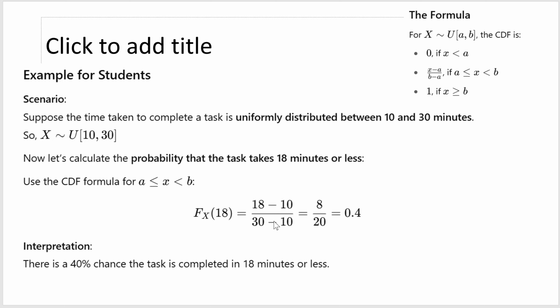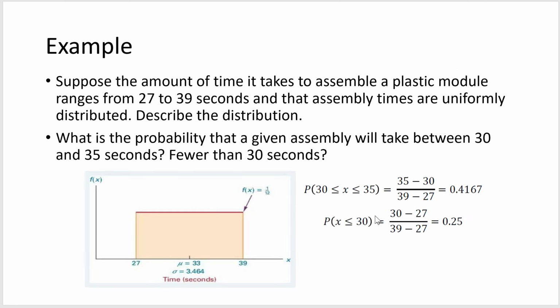Okay. So the probability that a student will complete this task in 18 or fewer minutes, range from 18 till 10, and that width multiplied by the height is really 40%. So there's a 40% chance the task is completed in 18 minutes or less.